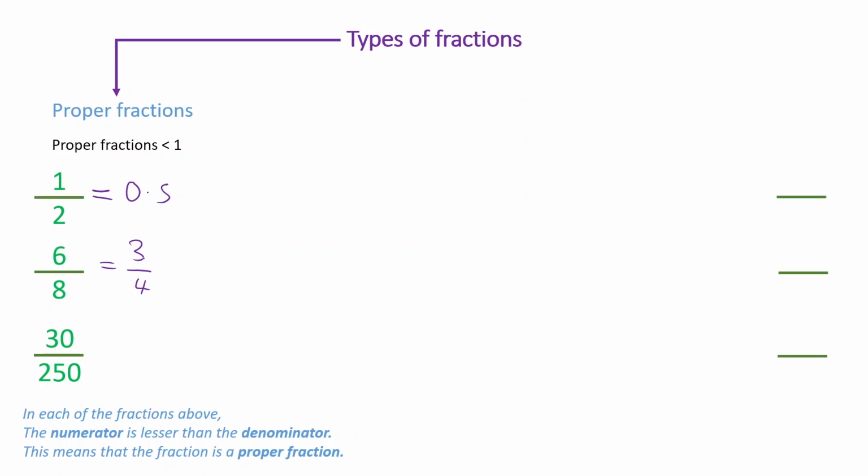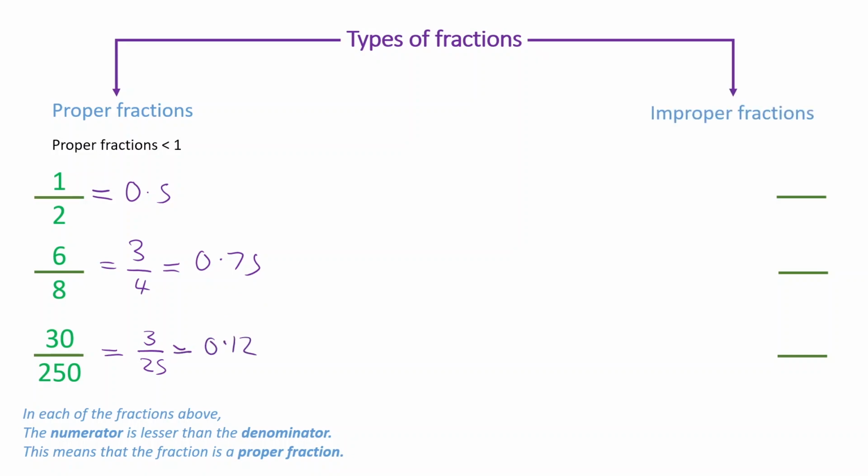Now, if we divide or multiply the numerator and the denominator by the same number, the value of the fraction doesn't change. It just becomes simplified. So 3 over 4 is 0.75. And 30 over 250 can be simplified to 3 over 25 by dividing the top and bottom by 10. Now 3 over 25 equates to 0.12.